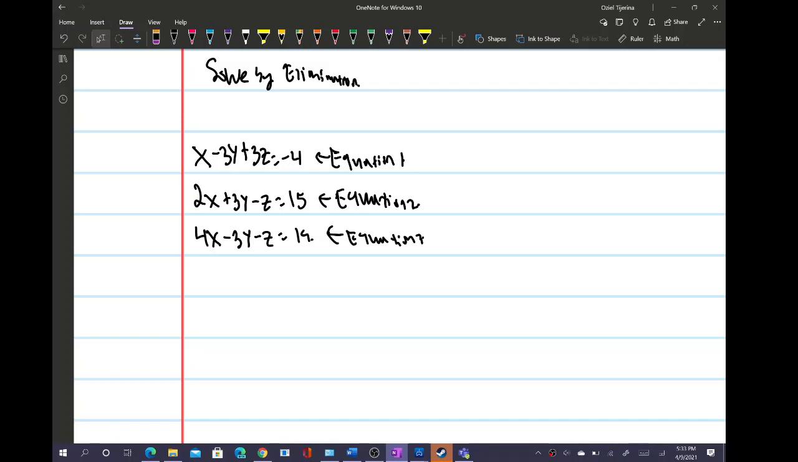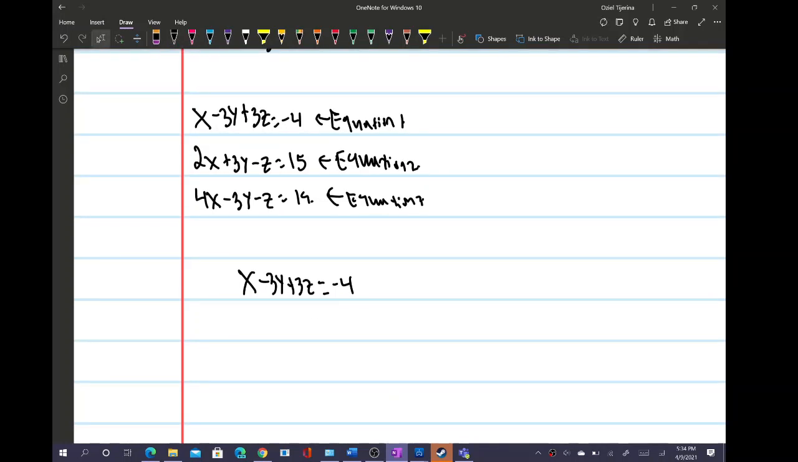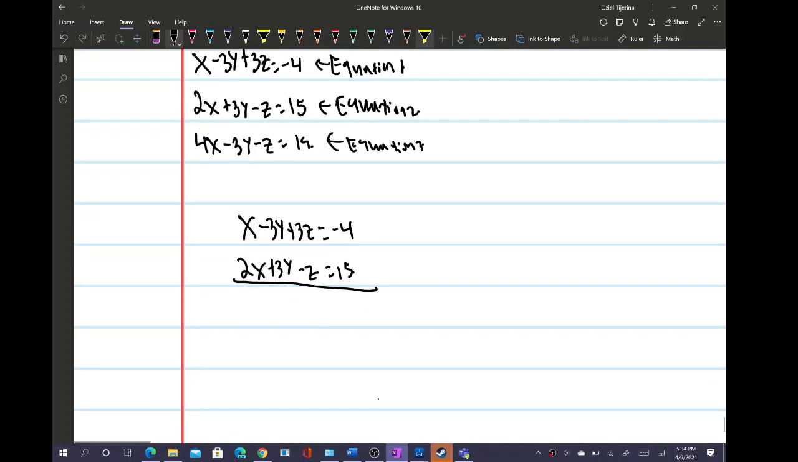So for equations 1 and 2, we have x minus 3y plus 3z equals -4, and 2x plus 3y minus z equals 15. It looks like we can cancel out our y's, right? So we cancel out the y's and we have 3x plus 2z equals 11. Let this be new equation 1.